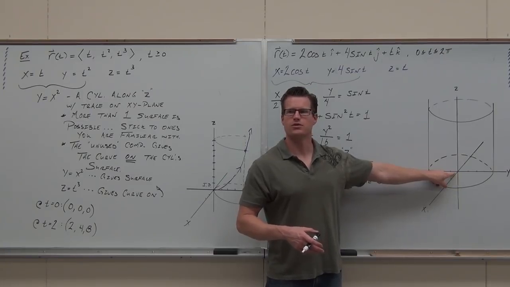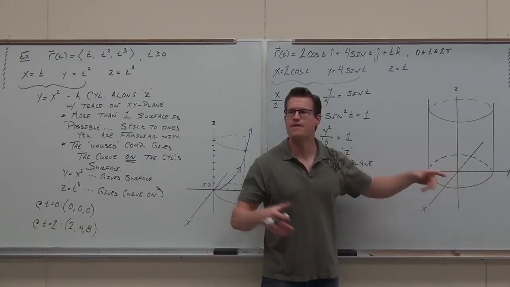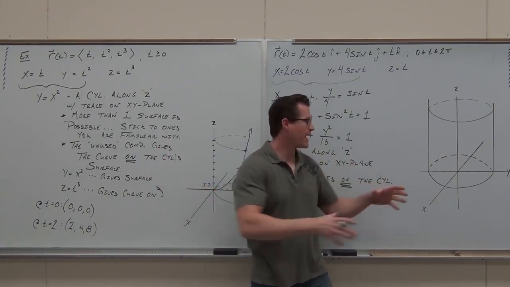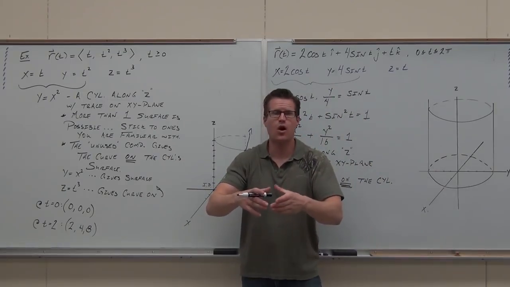Let me ask you a question, see if you're really paying attention. Some of you are, some of you are not. Can this curve possibly go through the origin? No. Does this cylinder pass through the origin? Yeah. Then the curve can't pass through the origin. The curve has to be on this soda can. It's got to be on there. If you get off that soda can, you're wrong.